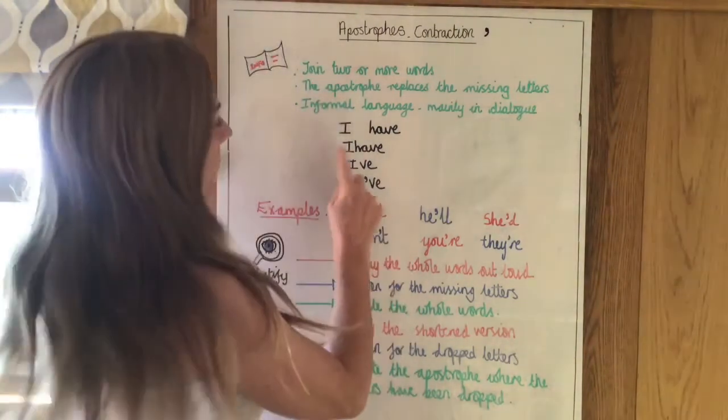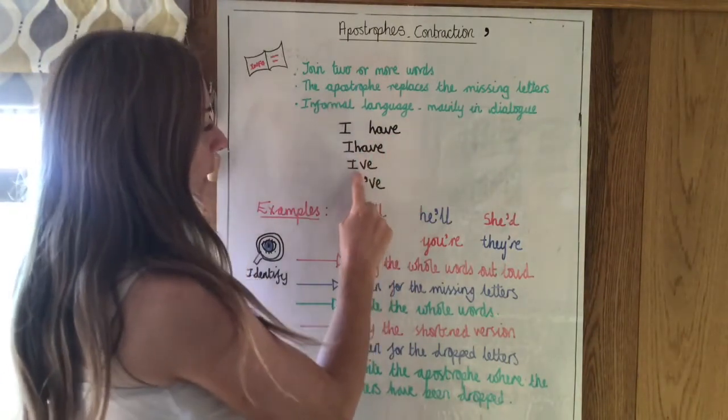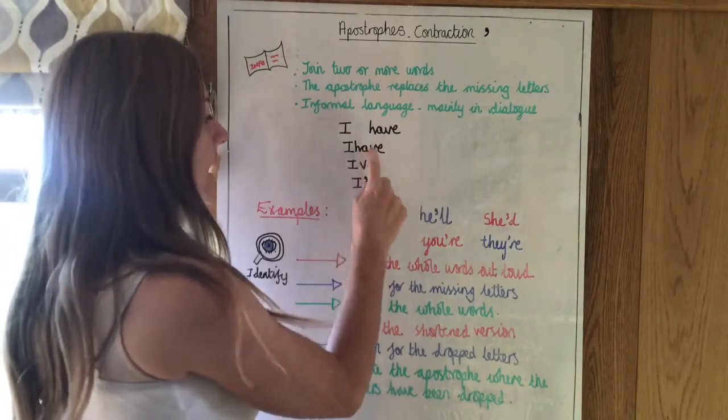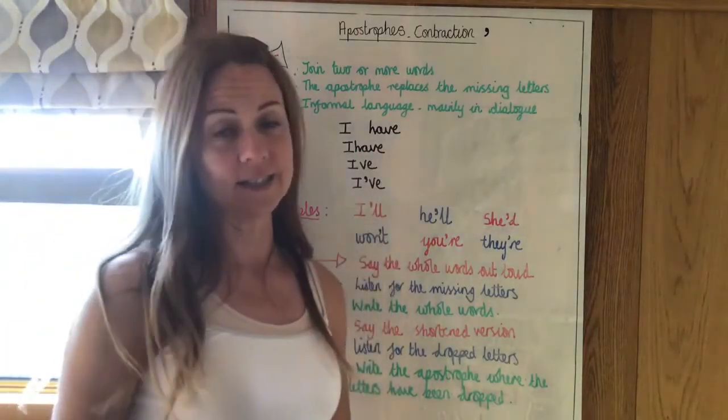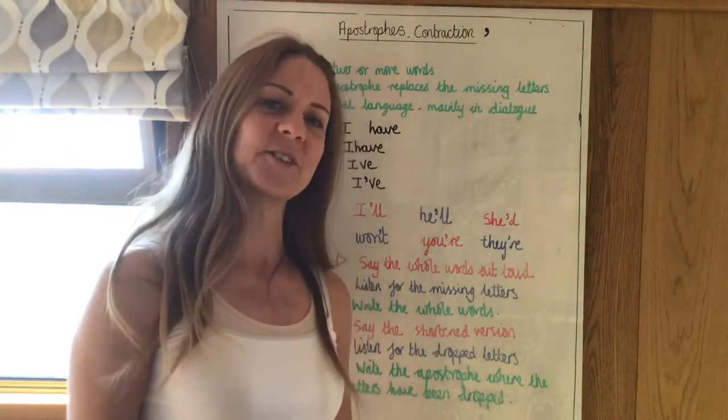Take two words like I and have, put the words together, I have, drop the letters H and A, and then you're being clever, I've. An apostrophe then comes along where once lived H and A. Now two words they have become one, it's easier to say. An apostrophe goes at the top.